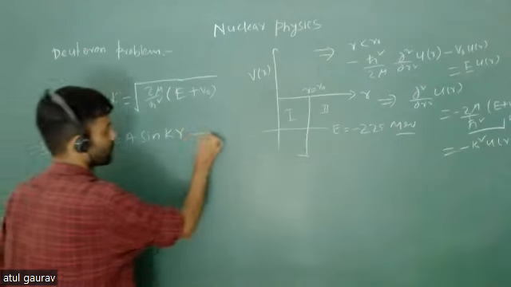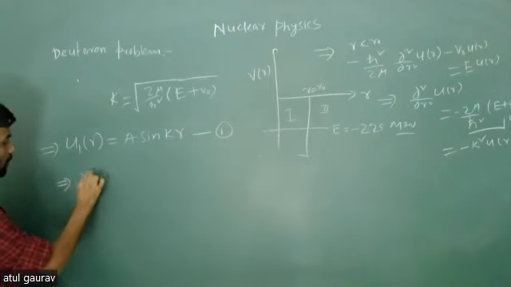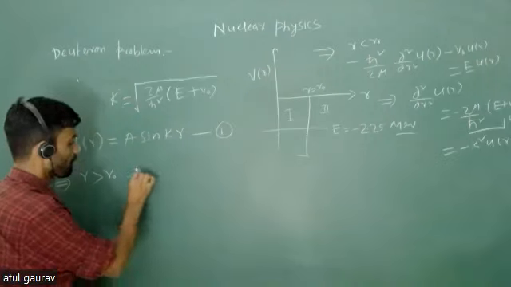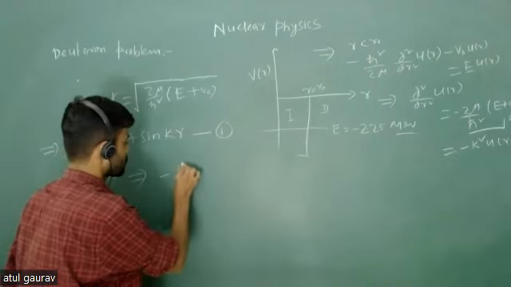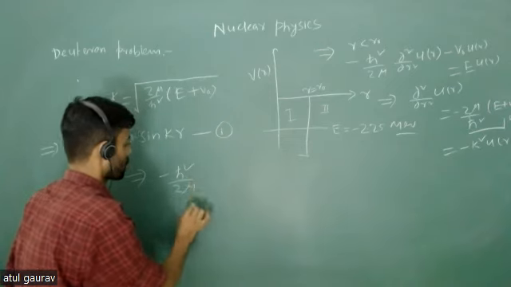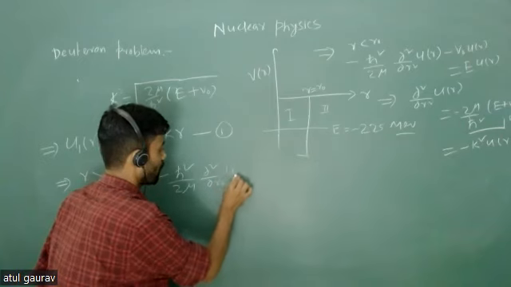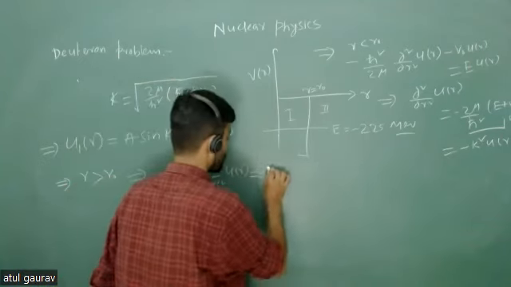And let us define this equation. And for region 2, for r greater than r naught, what will be the Schrodinger equation? It will be minus h cross square by 2 mu del square by del r square u of r, and that should be equal to how much? Minus E u, sorry, E of u.